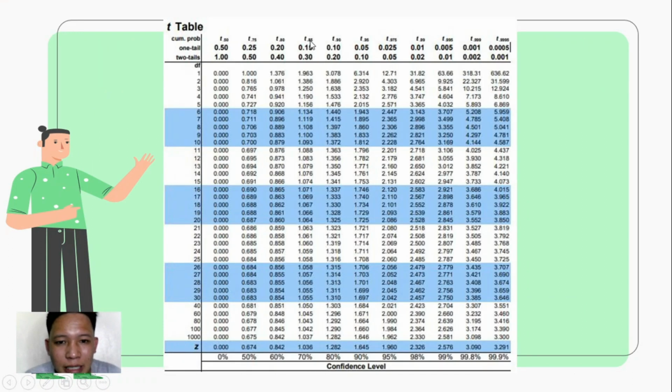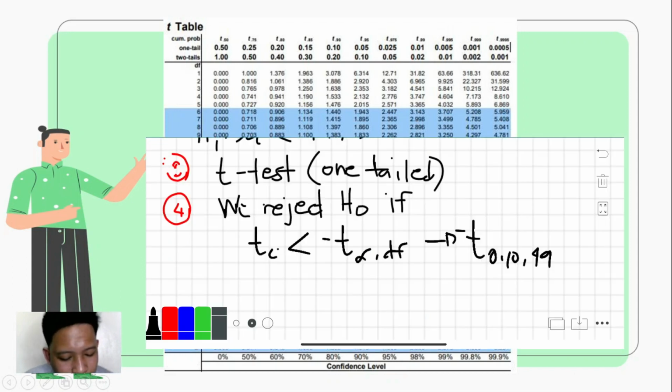By looking at our table, where is 10%? This is one-tailed. And then we are looking for the degrees of freedom 49. Where is 49 closest, to 45 or to 60? It is closer to 40, hence we are to consider 1.303. Alright, so our tabular value is 1.303 or negative 1.303.